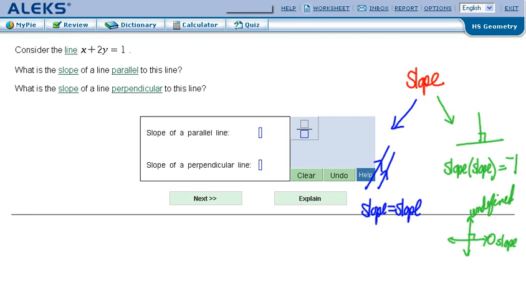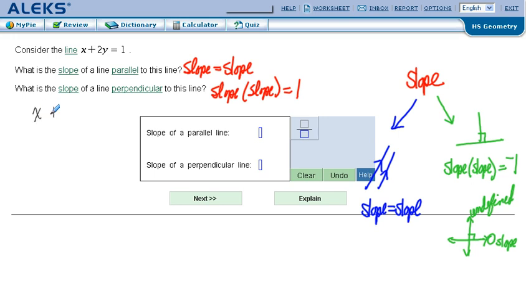So we went here, first we have the line, we want the line that is parallel. So in this case, we want the slopes being equal, slope equals slope. And then perpendicular, we want slope times slope to equal -1. So we need to change this to y equals mx plus b.